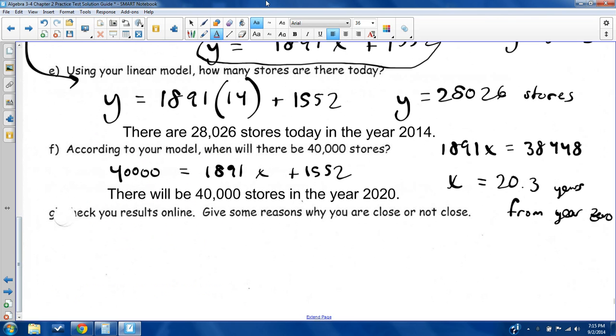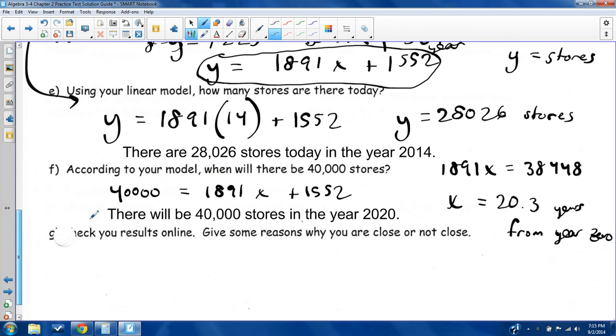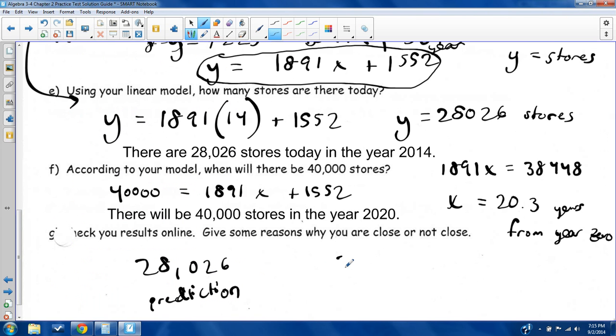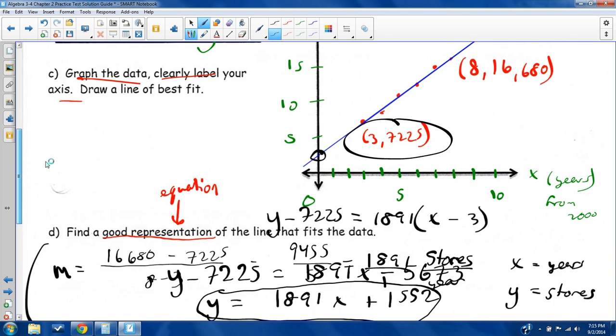Give your reasons why you're close or not close. So let's see if we were close or not. So we made the predictor. I made the predictor here. I said there'd be 28,226 stores. Prediction. Yeah, right. The real one is 23,305. You know what? That's not bad. That's kind of close.